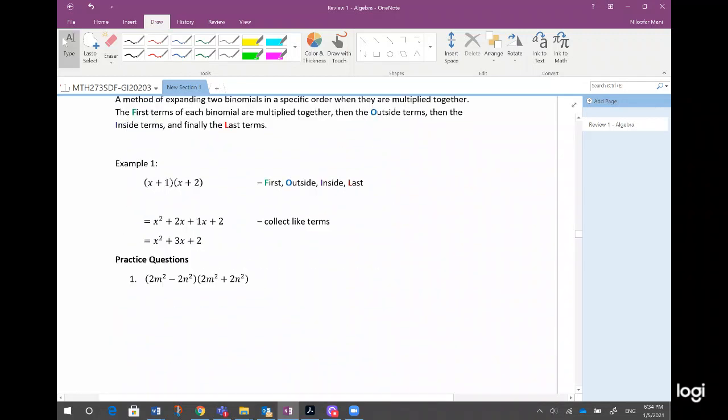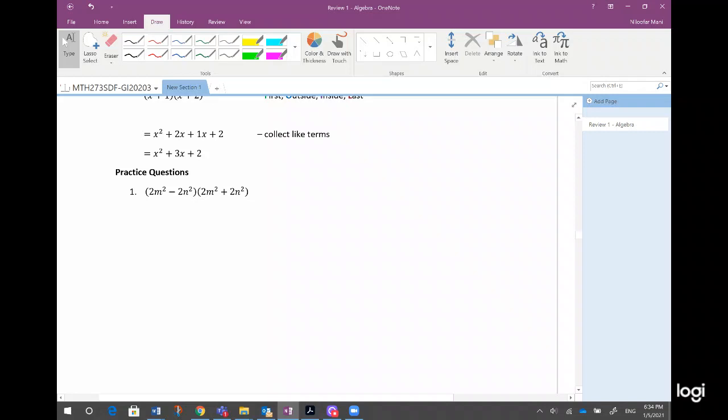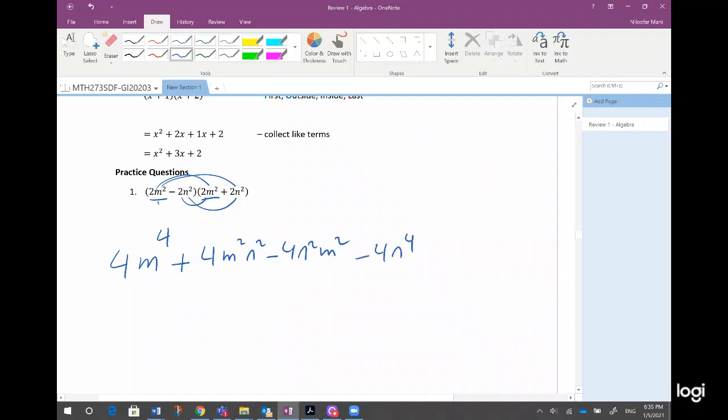Okay, so how about here? This with that, then this with that. So this one and this one, and then this one and this one. Okay, so it is 4m power 4 plus 4m squared n squared minus 4n squared m squared minus 4n power 4.